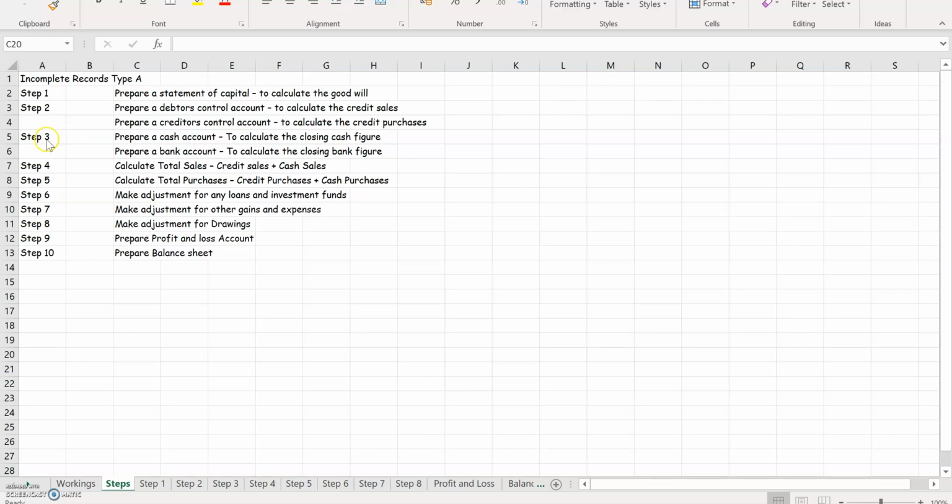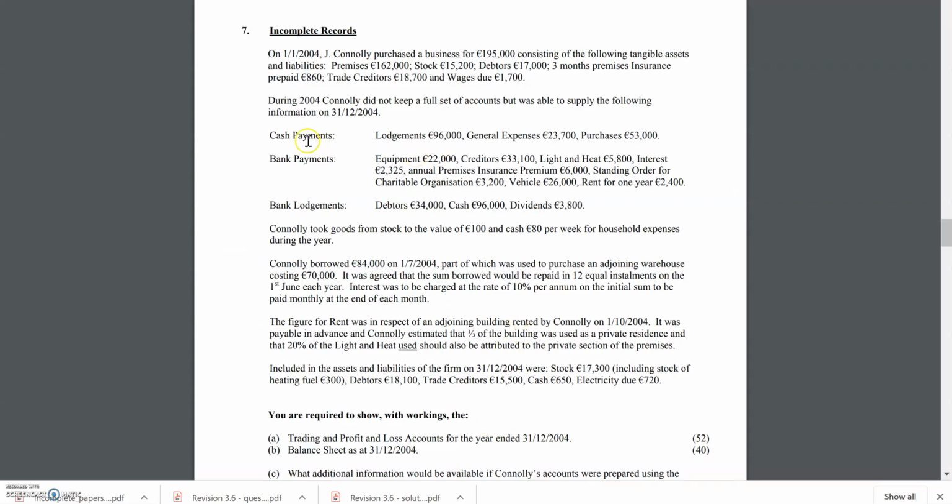Okay, so let's have a look at step 3. Step 3 says prepare a cash account to calculate the closing cash figure and prepare a bank account to calculate the closing bank figure. So in here, we've got our cash payments. All of these, the lodgements, the general expenses, the purchases, those 3 are going to go on the credit side of the cash payment account.